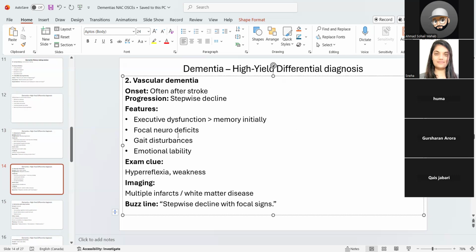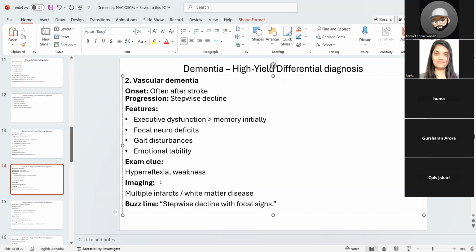Features of vascular dementia: executive dysfunction may be more prominent initially versus memory. You would find focal neurological deficit. They may have facial droop, they may have weakness, they may have any other neurological deficit. And in vascular dementia, gait disturbances are prominent, along with the executive dysfunction, and usually their mood or emotions are labile. They can start crying, they can get irritable quicker.